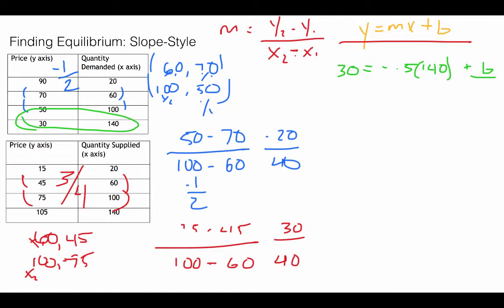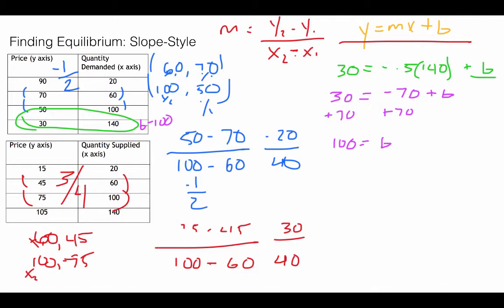So I have 30 equals, let's say, negative 70. It's really half of it, plus b. Add 70 to both sides. I have 100 equals b. So b equals 100 here. All right, so stick with me on that.